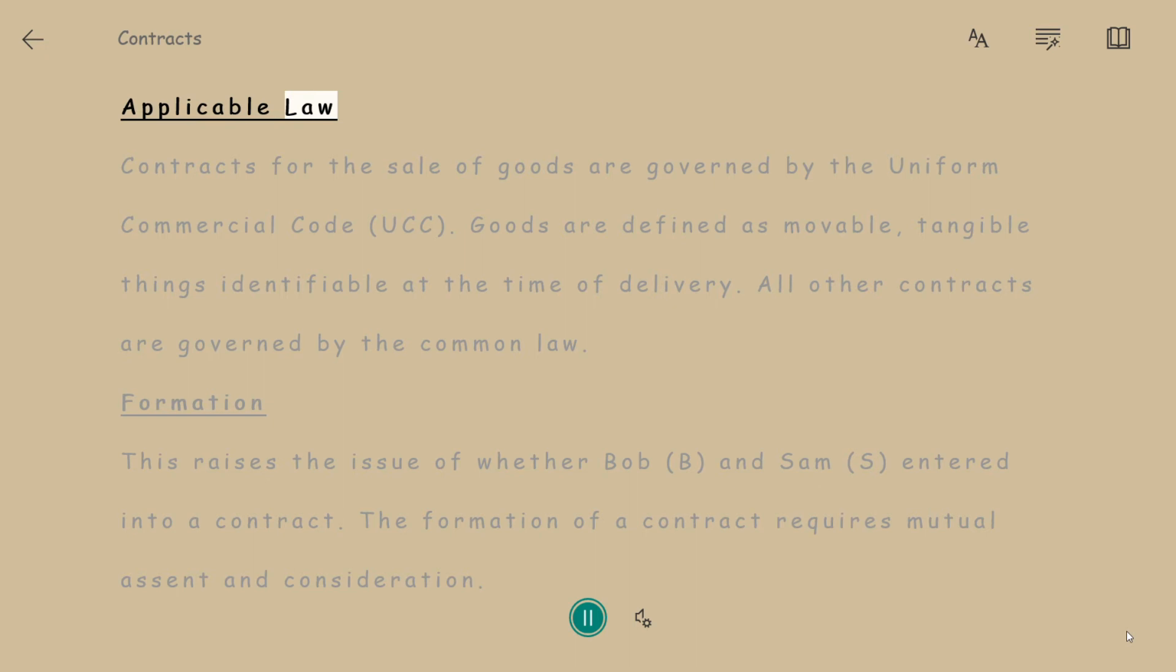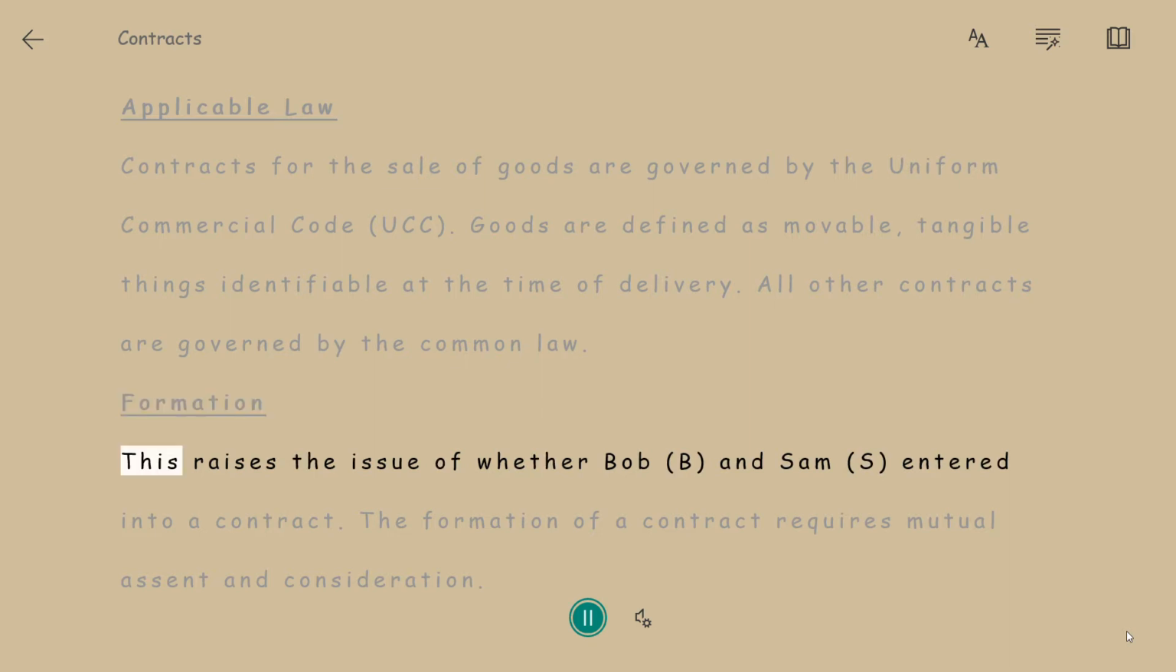Applicable law. Contracts for the sale of goods are governed by the Uniform Commercial Code, UCC. Goods are defined as movable, tangible things identifiable at the time of delivery. All other contracts are governed by the common law.